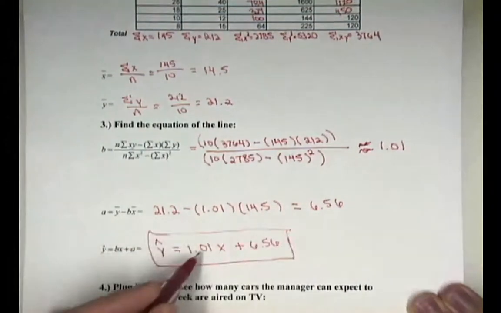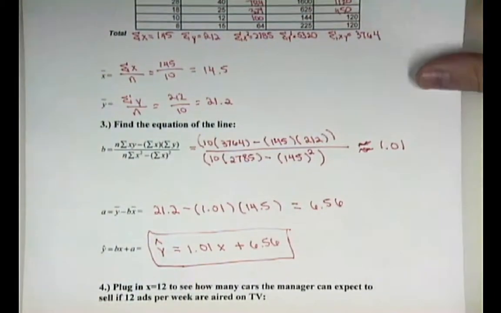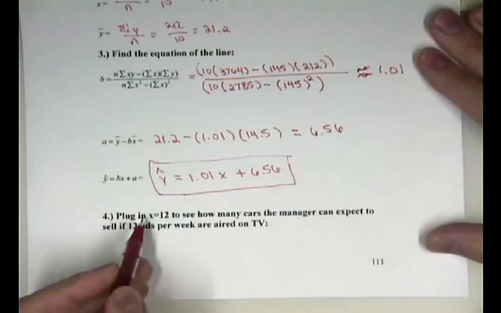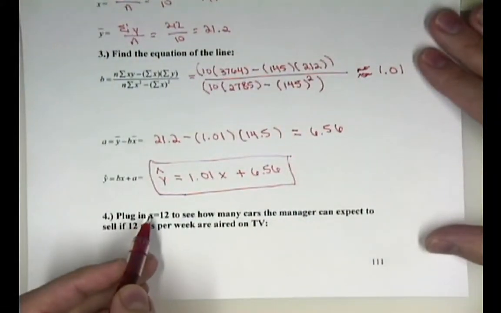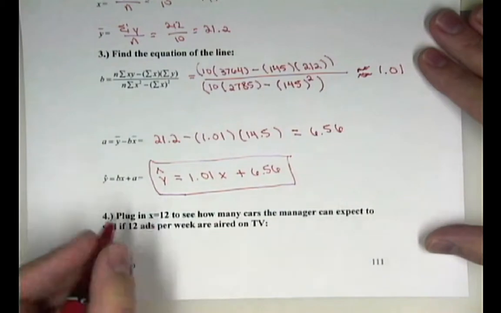If you were to go back and plot this line on your scatter plot, you would have a straight linear line going through most of the points. Okay? The last part that we want to do by hand is use this equation. We want to see how many cars we can expect or predict to sell if we run 12 ads.